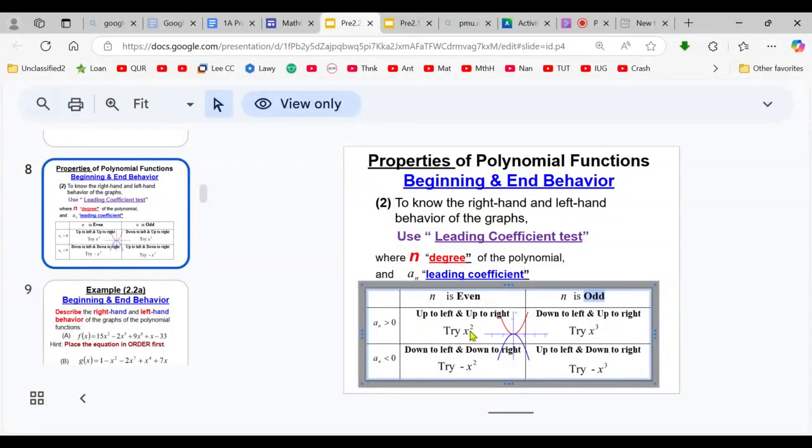So here are examples. Here x squared, right? Here x cubed. Here negative x squared. Here negative x cubed. If you understand this one, raise your hand. If you do not understand this one, raise your hand. Or half and half. Two people, half and half.